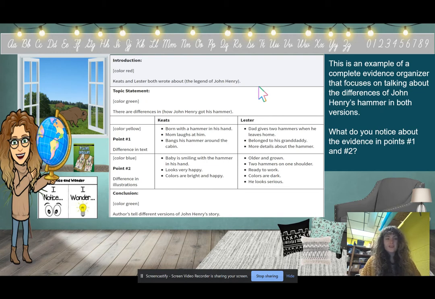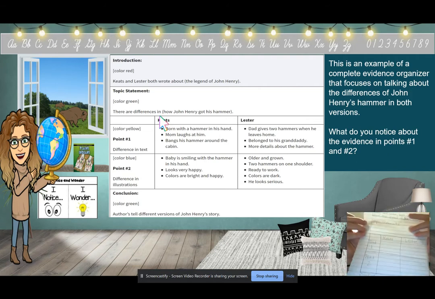All right. Our topic statement says there are differences in how John Henry blank. So our sentence starter is going to be, there are differences in blank. We are not going to be writing about how John Henry got his hammer. We're going to be writing about a different event. So all you need to write in your topic statement right now is there are differences in blank.